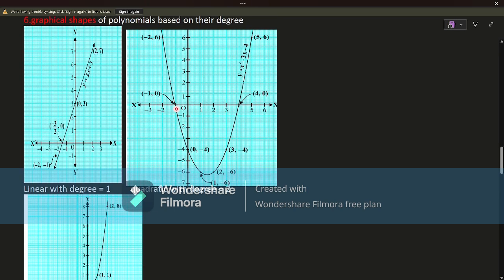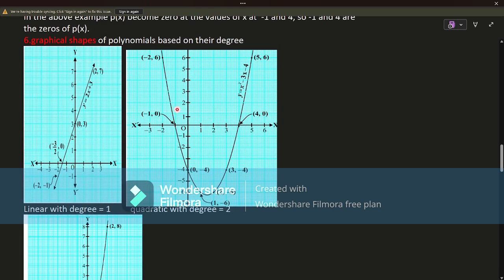Any point on the graph which cuts the x-axis, the y coordinate is always 0. For example, (-1, 0) and (4, 0). What is the value of the y coordinate here? 0. What is the value of the y coordinate here? 0. It means any point, whether it is (3, 0), (4, 0), (5, 0), (10, 0), (-5, 0), (-6, 0), if the y coordinate is 0, then the particular point must be on the x-axis. So here the y coordinate is 0, here the y coordinate is 0. So these 2 points fall on the x-axis.